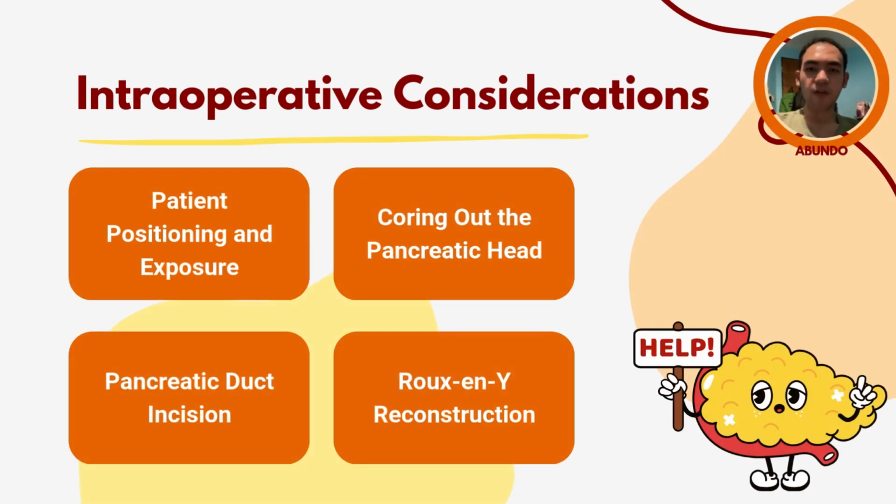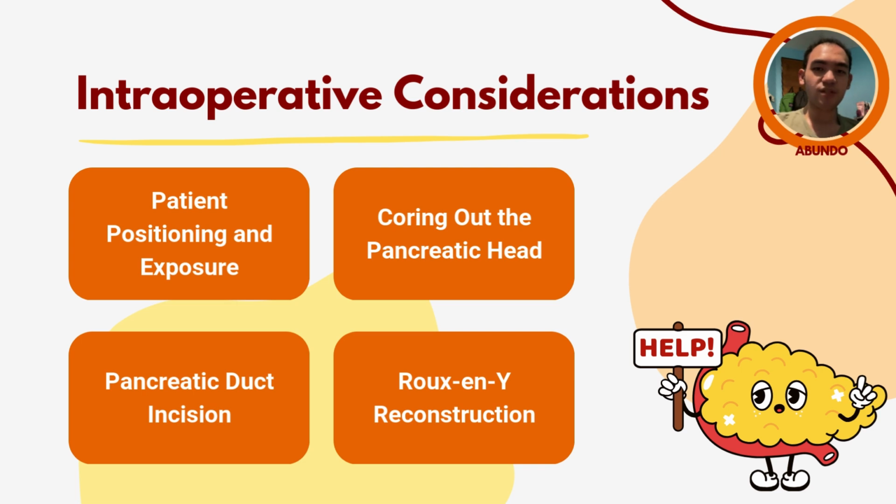Now, let us proceed with the intraoperative considerations of the Frey procedure. First, patient positioning and exposure. Intraoperatively, proper positioning in supine position and exposure, midline incision, and entry into the lesser sac are critical to access the pancreas safely and effectively. Adequate visualization helps avoid injury to surrounding organs and vessels, especially in patients with dense adhesions or distorted anatomy due to chronic inflammation.